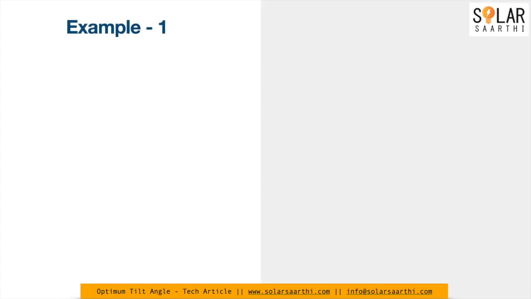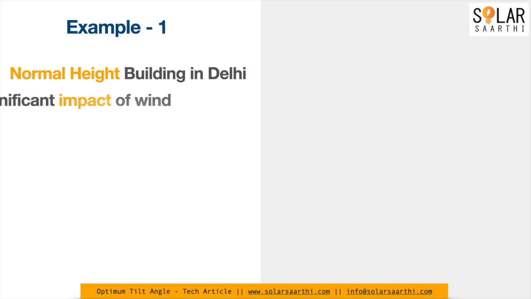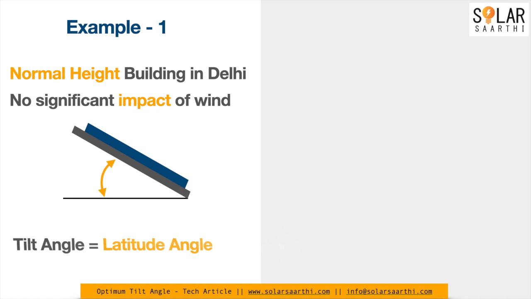For example, if we are planning a solar PV rooftop project at a normal height building in Delhi, at a normal height of building, we don't have a significant impact of wind. Hence, the tilt angle should be equal to the latitude angle, which was the thumb rule we were discussing.